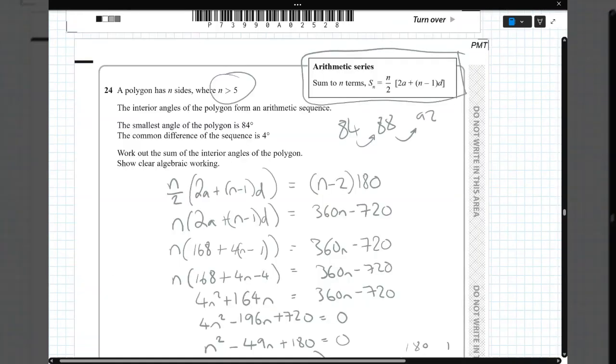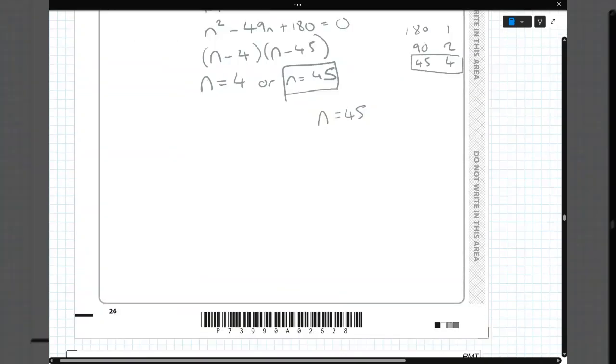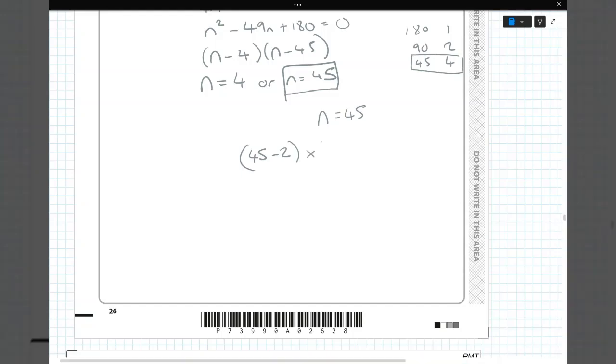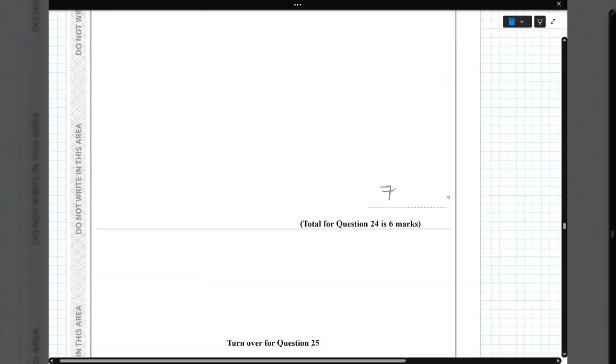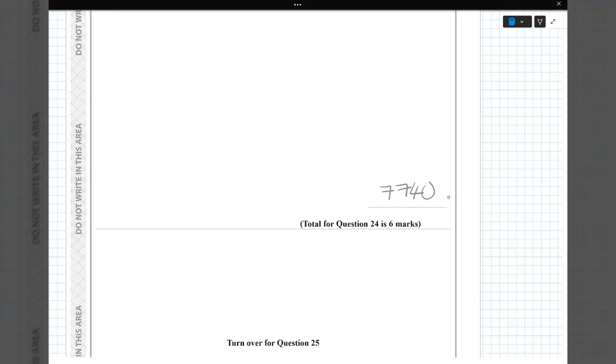Work out the sum of the interior angles of the polygon. So because the polygon's got 45 sides, it's 45 take away 2 times 180. 45 take away 2 times 180. There we go, 7,740 degrees. And the answer line is really, really important. That's what the examiner's looking for. Unbelievably so. 6 marks. That's crazy.